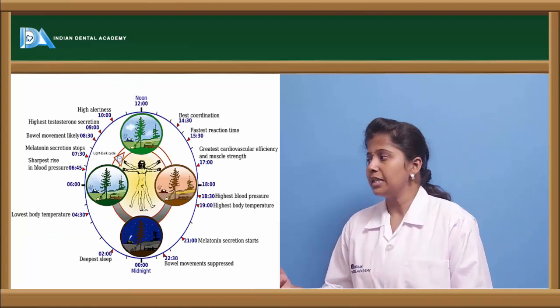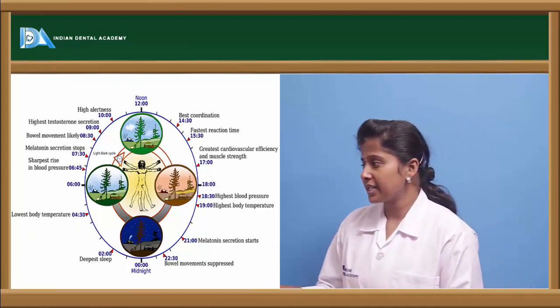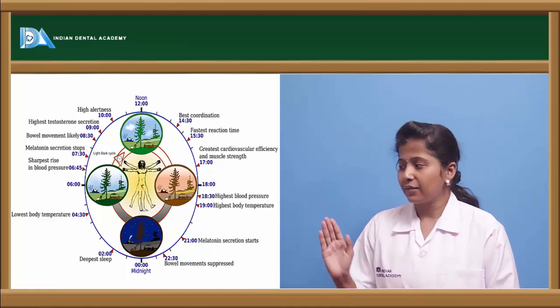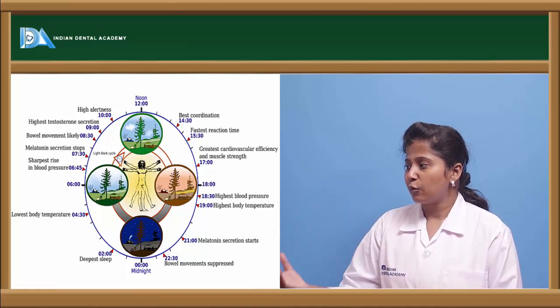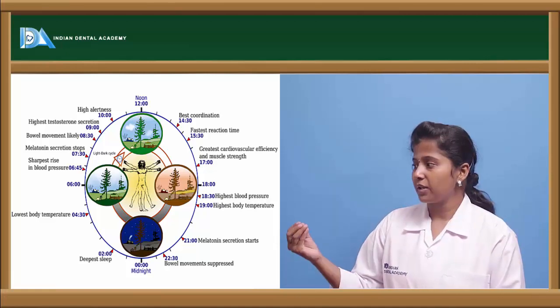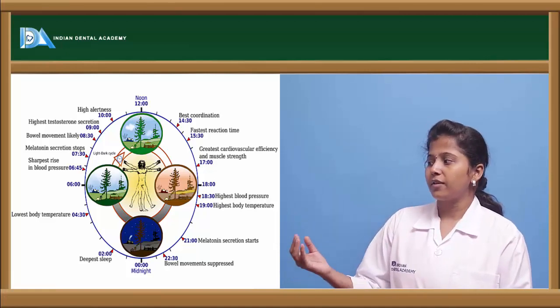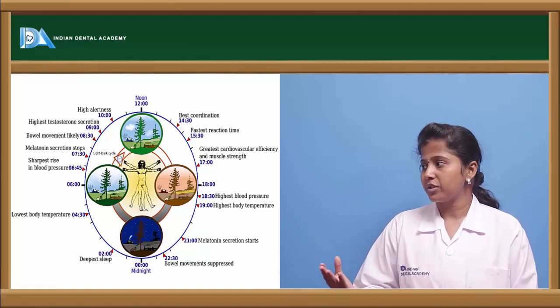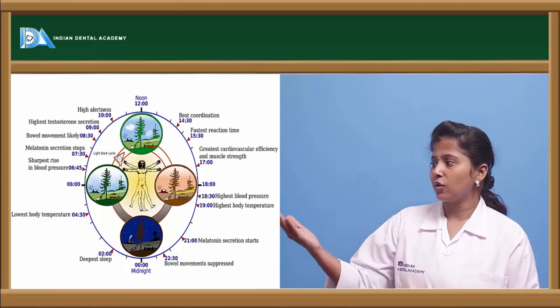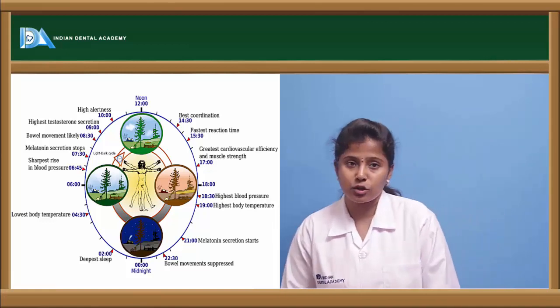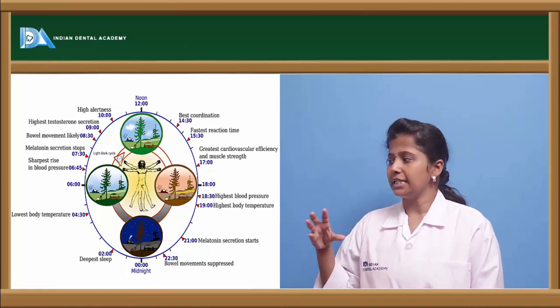So here we can see the circadian cycle. At midnight we have to sleep, and at 2 o'clock there will be deep sleep, and at 4:30 there will be slight body temperature, and in the morning at 6:45 there will be a rise in the blood pressure, and at 8:30 we will have bowel movements, and at 9 o'clock there will be the highest testosterone secretion. So all these are the circadian rhythms.